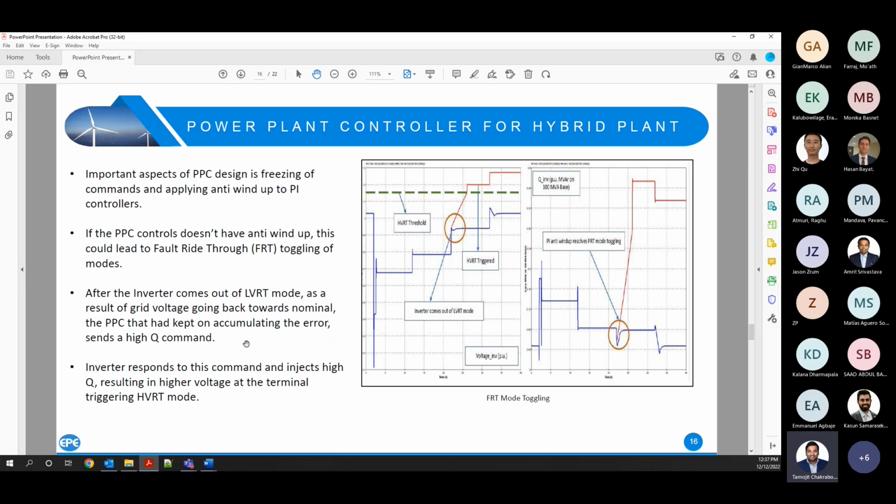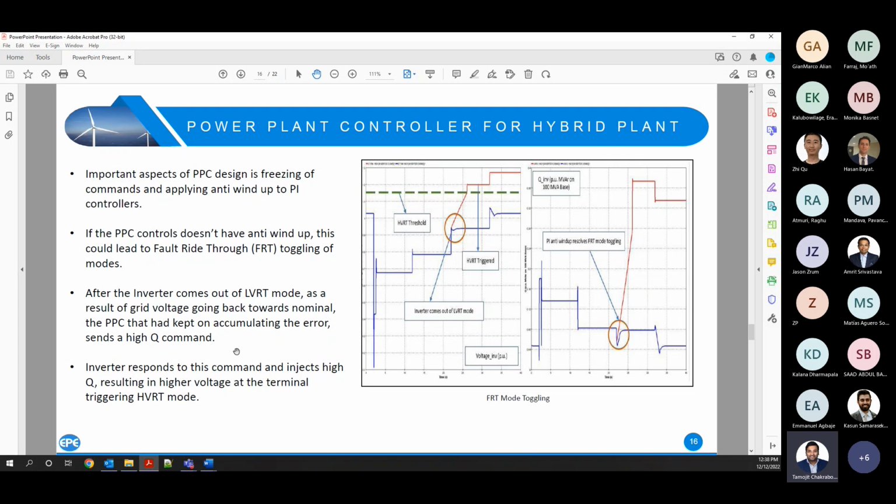Now, as a result of this Q command, the inverter, once out of LVRT mode, now has to follow the Q that is commanded by the PPC, which is right up here in the simulation. So as you can see, the reactive power shoots up, and what happened was it triggered the HVRT mode. Once it triggered the HVRT mode, it stays there because of the HVRT gains and other parameters.